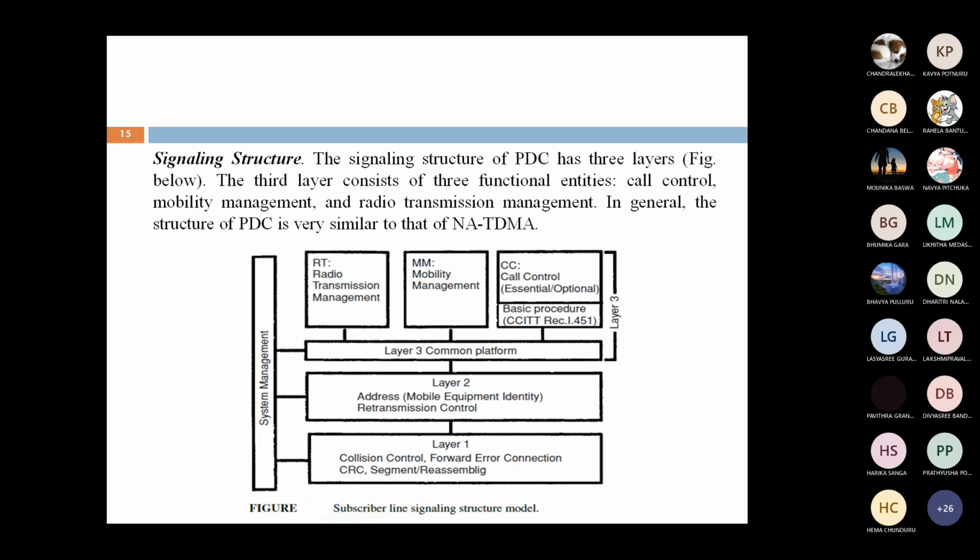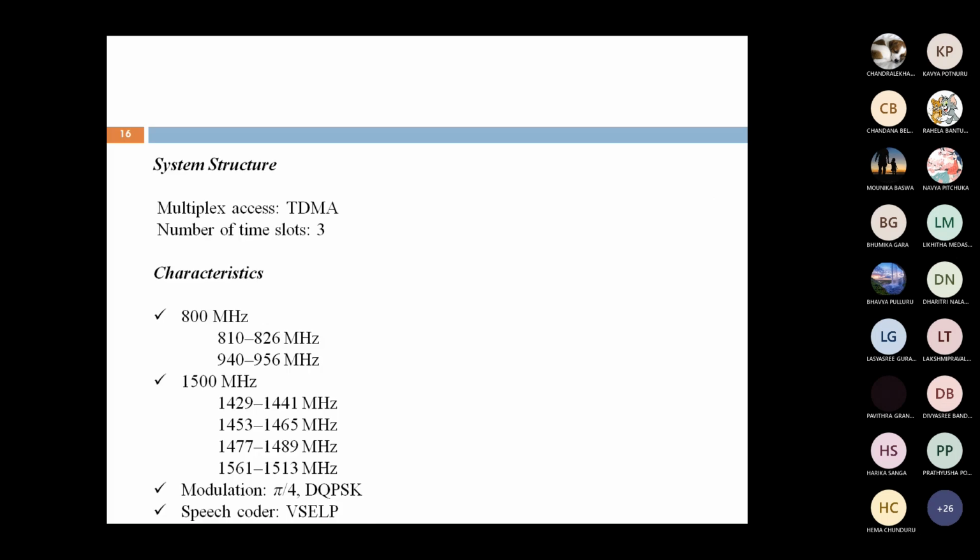Layer 2 is addressing and retransmission control. Addressing means the address of the source and the address of the destination. Layer 1 is collision control and forward error correction by the CRC method, cyclic redundancy check, and segmentation and reassembly, that is segmentation at the transmission side and reassembly at the receiving side. These are the 3 layers of PDC.